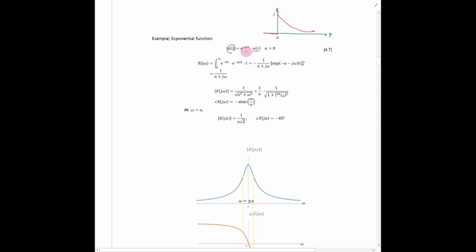So we would like to take the Fourier transform of this pattern. Then it can be obtained by taking the integration from minus infinity to infinity, but the negative time is 0, so we can start from 0 to infinity. During this positive time, x(t) is e to the minus at. And the basis function is e to the minus j omega t, and we take the integration, okay, dt.